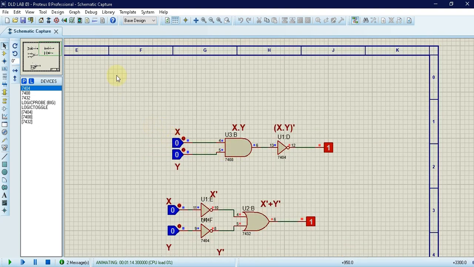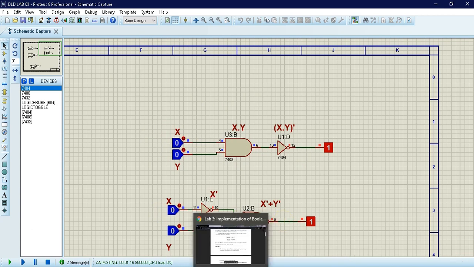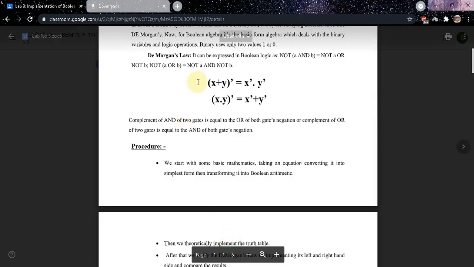So this is basically our second equation, and this is the left hand side of the equation and this is the right hand side of the equation of De Morgan's law. Here we can see that at the left hand side there are two inputs which are joined by an AND gate, and then further they are joined by a NOT gate.